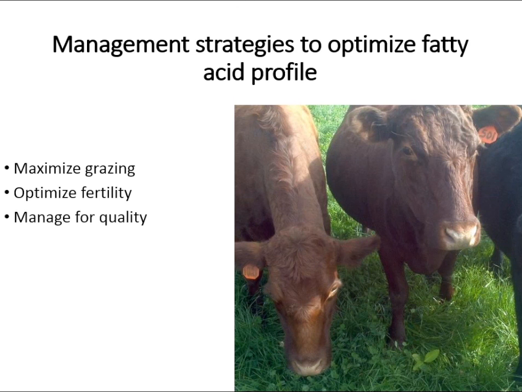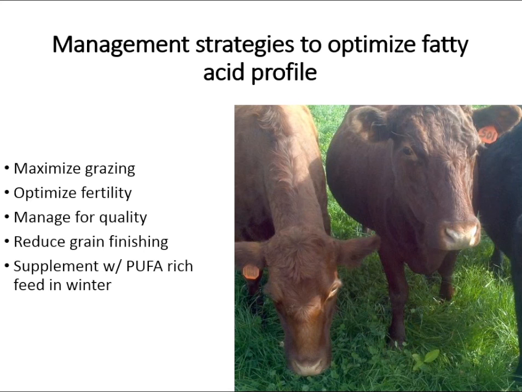And you've got to manage for quality, same as good crude protein content and good sugars. High quality forage is going to be high quality for fatty acid content as well. If you're doing meat, you want to reduce your grain finishing. Just the longer they're on grain, the more you're giving them omega-6s, and you're changing that omega-6 to omega-3 fatty acid ratio. And if you can, supplement with PUFA-rich feed in winter.